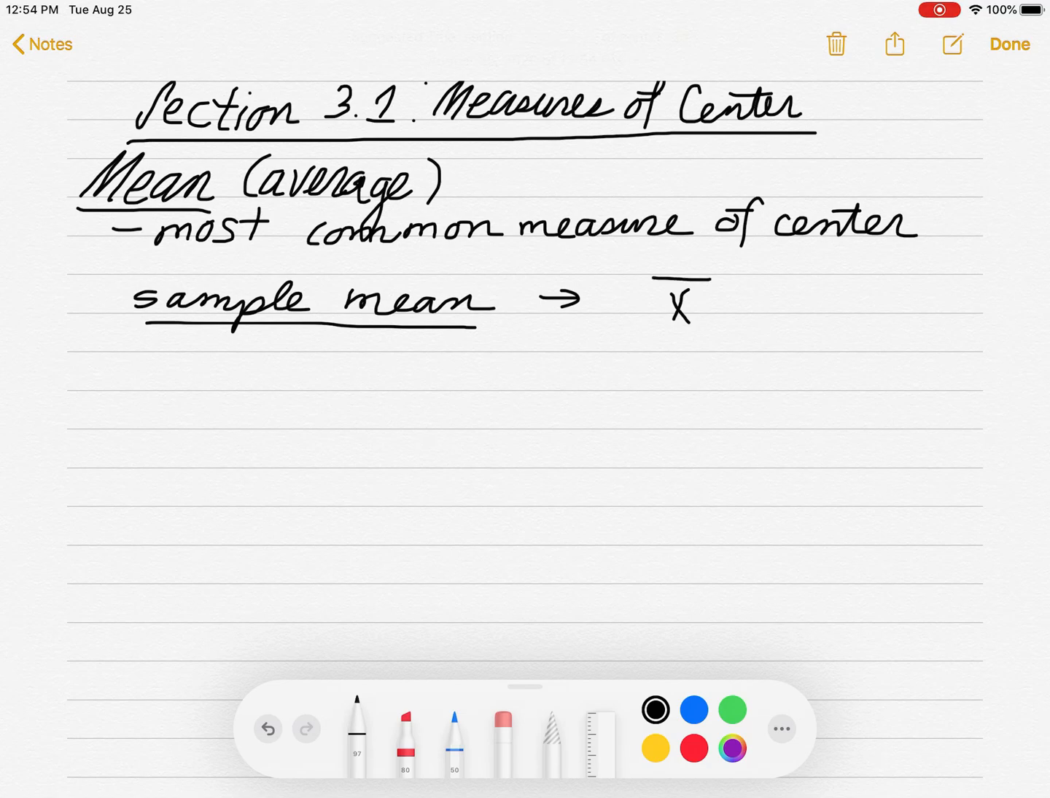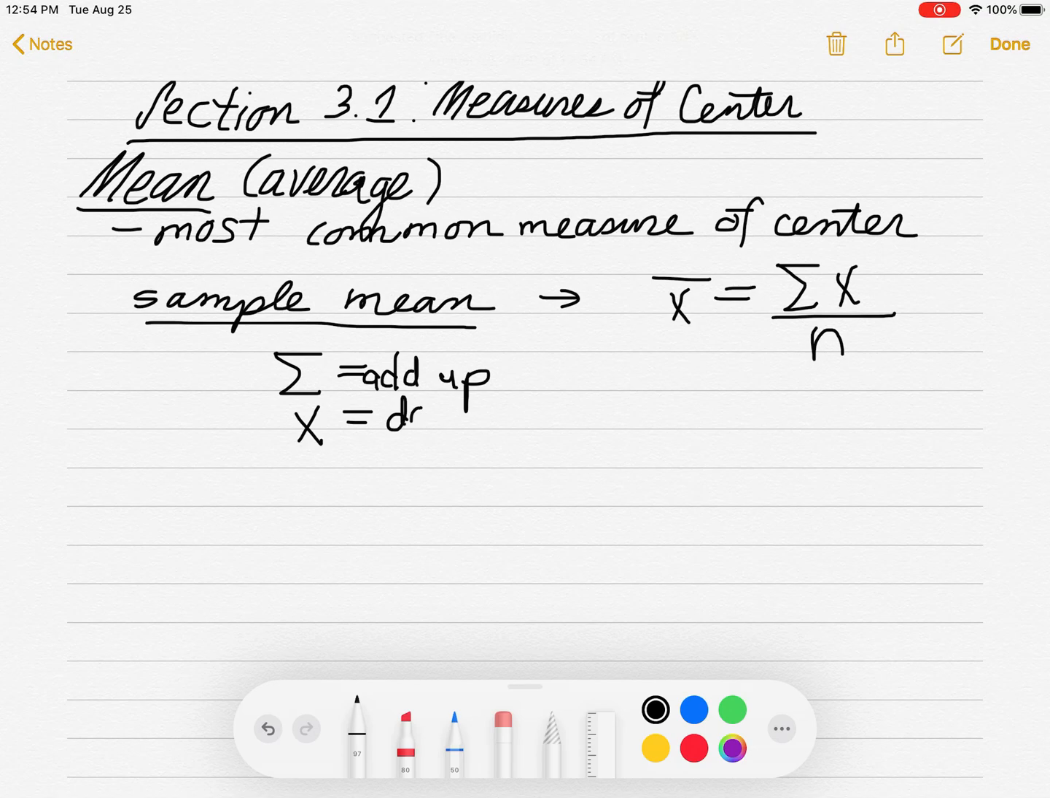X with a bar over top of it, and to calculate that, you use the formula, the sum of all your data values, X, divided by N, the sample size. So what are these symbols again? X bar is the sample mean. This symbol means to add up, or to total or tally. Add up the X's. They represent your data value. So a single X would be a data value.